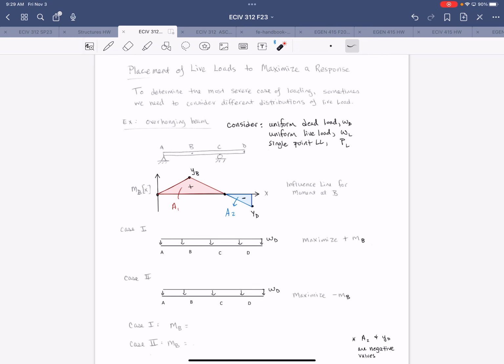All right, so here we have a simple beam with an overhang. We're going to consider the presence of a uniform dead load. Remember that dead load will always be present along the entire length of the structure. The presence of a uniform live load, which can be broken up and moved around. And the presence of a single point load, which can be placed anywhere because it's a point live load.